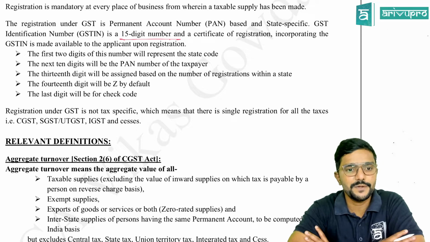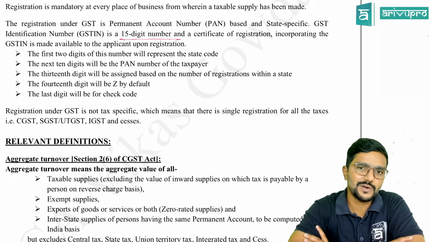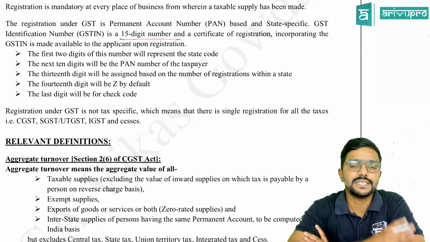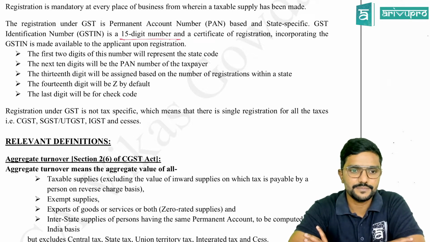Okay, next we'll continue. The 14th digit will be Z by default, so it will be Z for everyone. The last digit will be the check code. The check code is there to detect errors. So that is the last digit in our GSTIN.